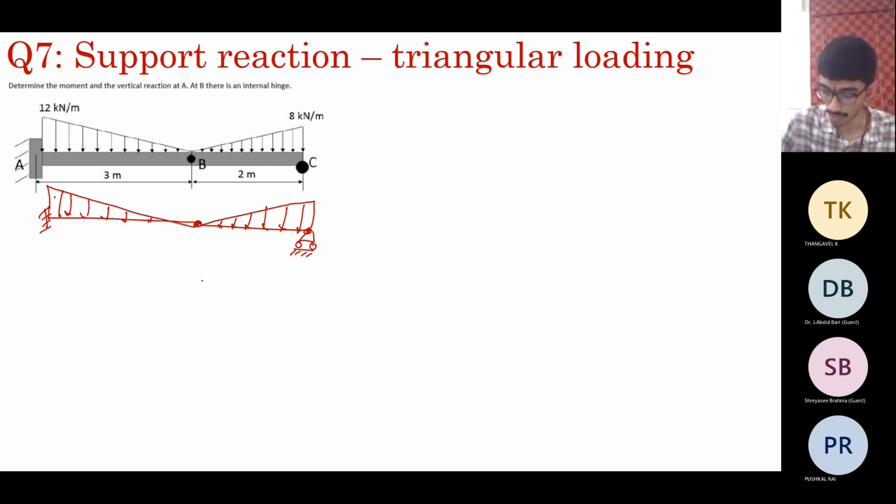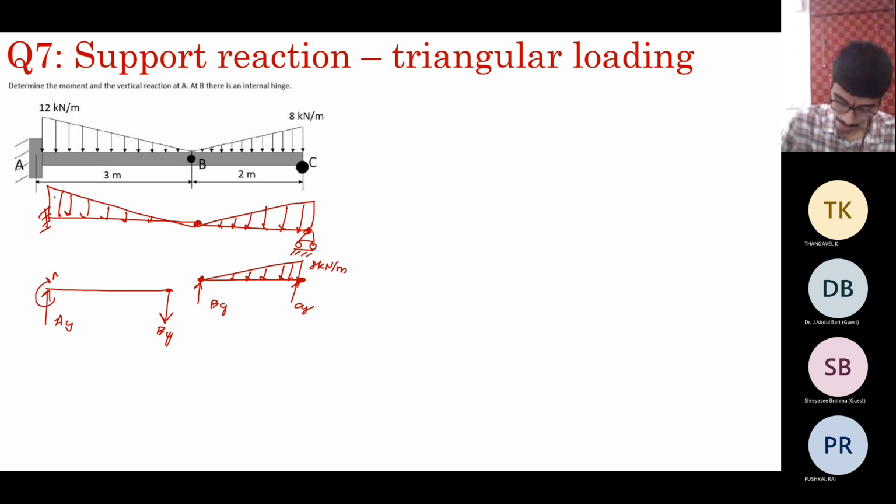We have idealized it. So consider the second span alone, BC, of 2 meters, 8 kilonewton. Let us determine the support reactions. So you have By, Cy, and a linearly distributed load. Now take moments about the point C. We don't need Cy, we only want By because it is the same thing that is applied here. So this is By, Ay, MA, and we have this linearly distributed load.